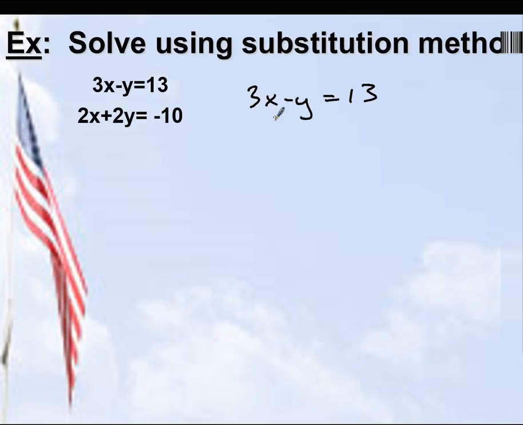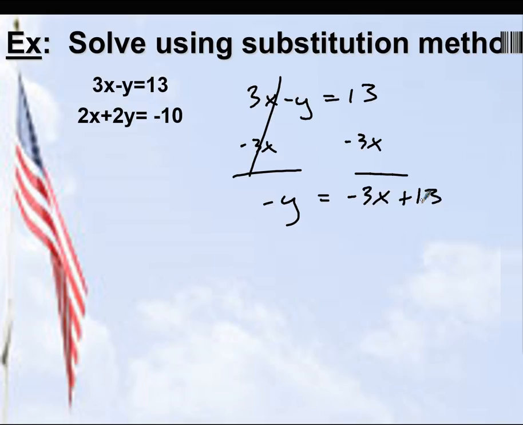So if I subtract 3x from both sides, those go away, and I get minus y equals negative 3x plus 13, because I'm just adding those, aren't I? Yes, ma'am. Can you have a negative y in that equation? Okay, now I'm not done yet, am I? I'd have to do something else, wouldn't I? I have to end up with just a y.